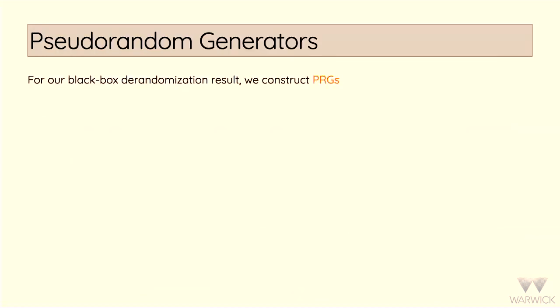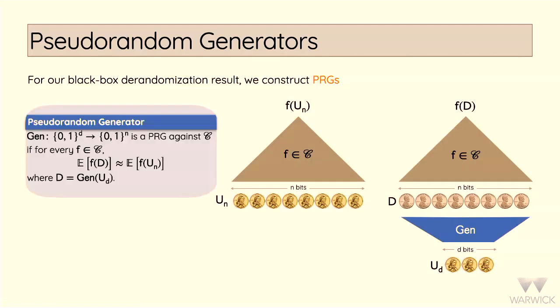Okay, good. So for our black box, I said we have two sets of assumptions. The first one is a black box result. The second one is a white box result. For our black box result, we construct PRGs. Of course, we don't need to define PRG; you see the definition, you know it. And PRGs are obviously very good for de-randomization because we can iterate over all seeds.